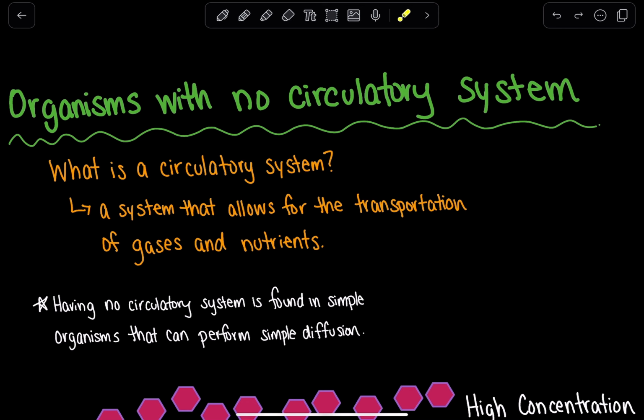Now, in humans and invertebrates, this may be more obvious as we have blood. Our blood allows for the transportation of our gases and nutrients. But when we talk about organisms that don't have blood or don't have a circulatory system at all, how do they transport their gases and nutrients?